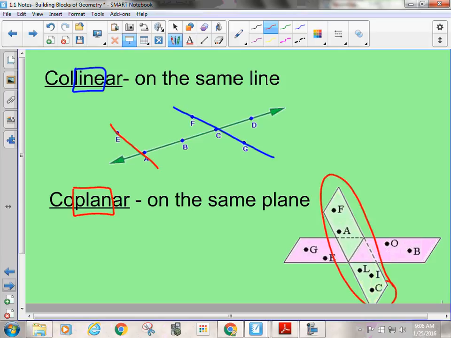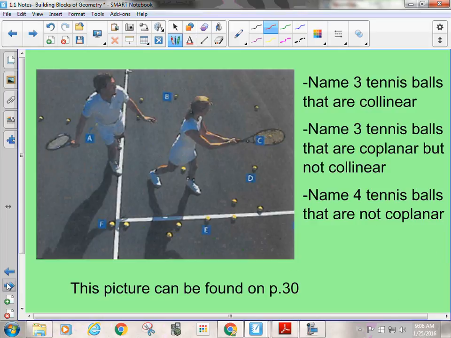Either they're on this plane or they were on this plane here. Okay? All right, so here's an example picture when we talk about collinear and coplanar. If you want to look at this more in depth, it's on page 30 in your books.